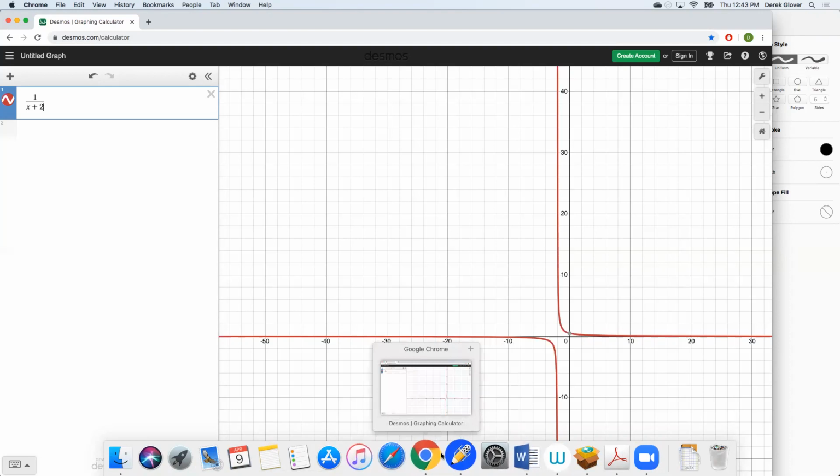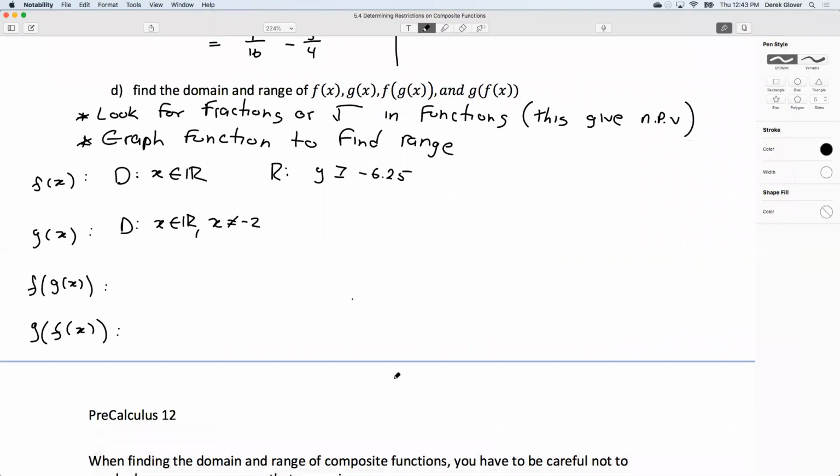So if we go back, we can change our range now. Our range is that y is all real numbers, except y cannot equal 0.